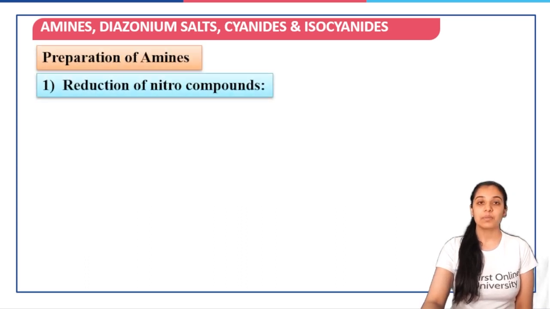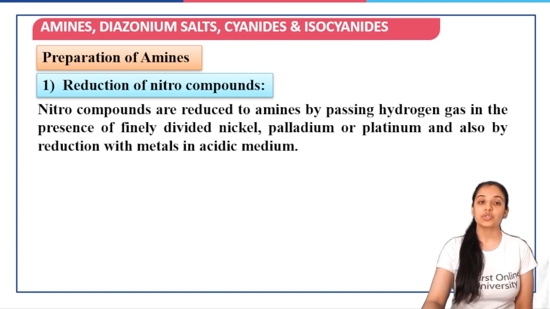Let us start with the preparation of amines. Now, the amines can be prepared by reduction. The first method that we are going to talk about is the reduction of nitro compounds. Now, what are nitro compounds? Nitro compounds are the compounds that contain the NO2 group.